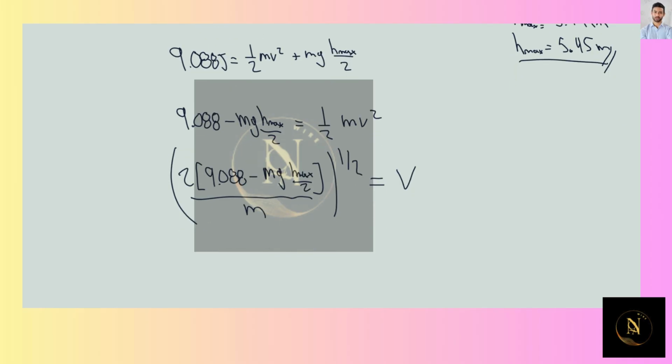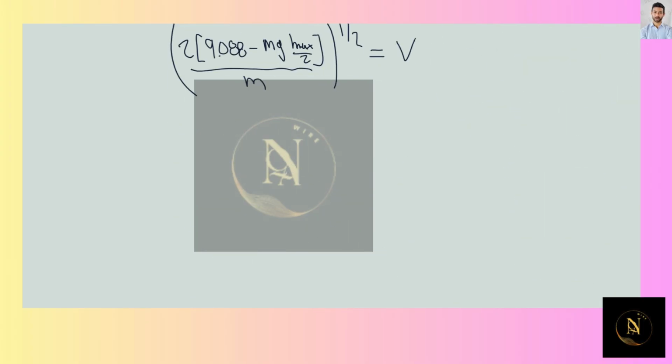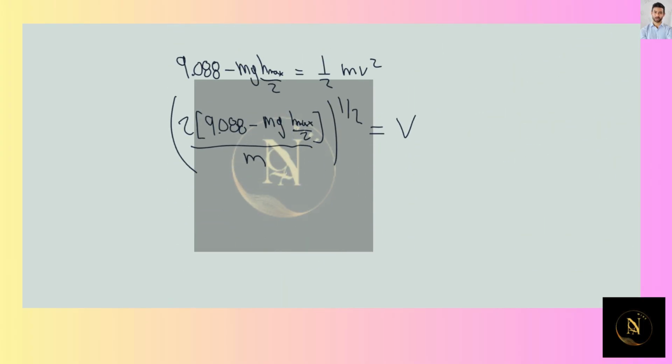So let's go ahead, solve these values. We're going to get 5.45 over 2 times the mass, which is 0.17 kilograms, times gravity. We're going to get that the final result is going to be a velocity equal to 7.311 meters per second.